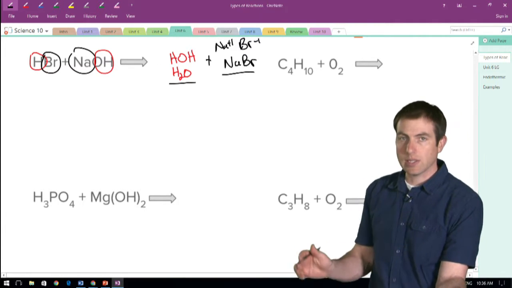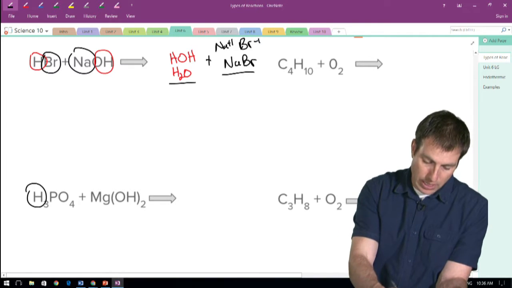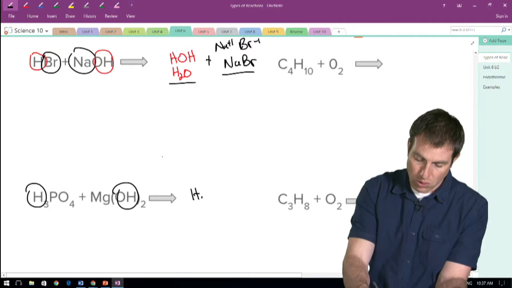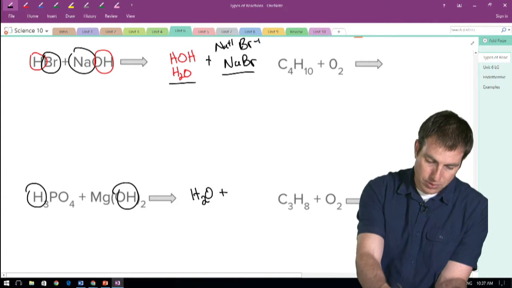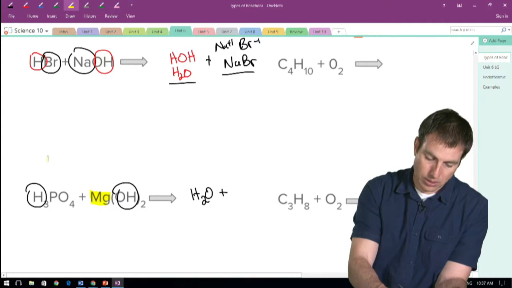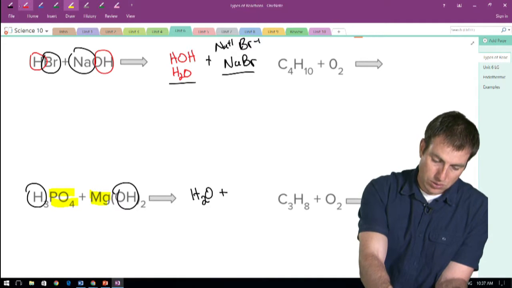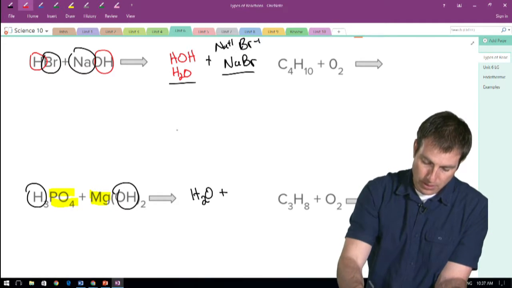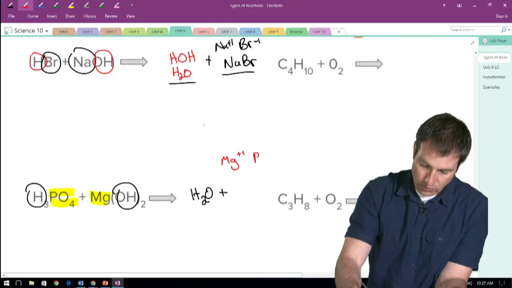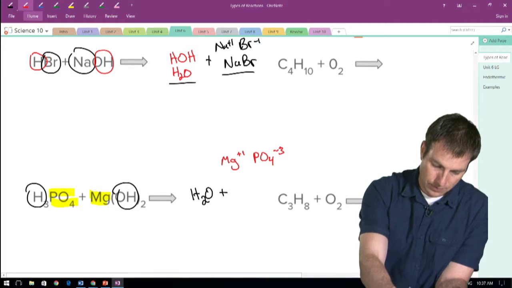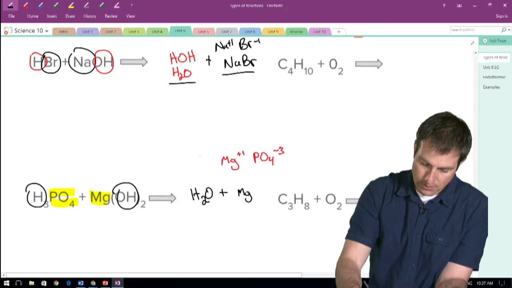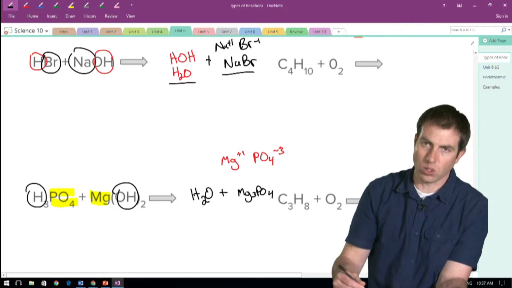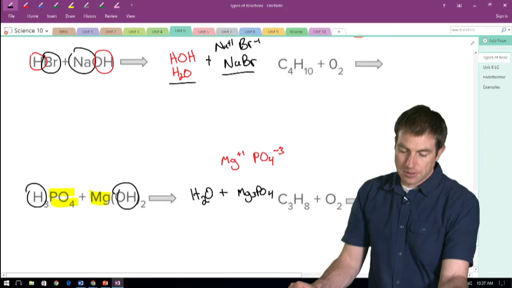And these all work out the exact same way. The next one's the same deal. I have an H, I have an OH. HOH is H2O. And then what's left? Well, I have a magnesium as my metal and a phosphate as my nonmetal. So magnesium, Mg is going to be +2, PO4 phosphate is going to be -3. So I'm going to get Mg3(PO4)2. That's what's going to happen with these guys.